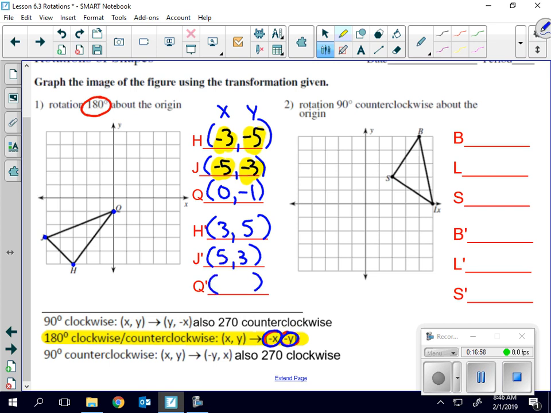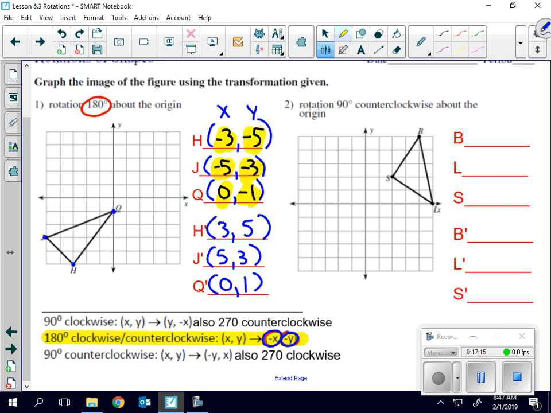Then we look at Q. Okay, we have 0, -1. What's the opposite of 0? It's still 0. Opposite of -1 is 1. So those are our new coordinates, and we need to put them on the graph.